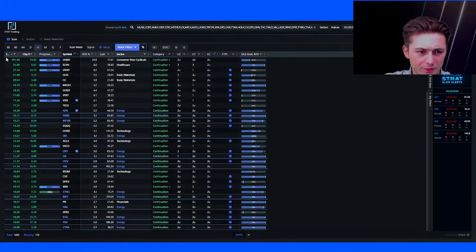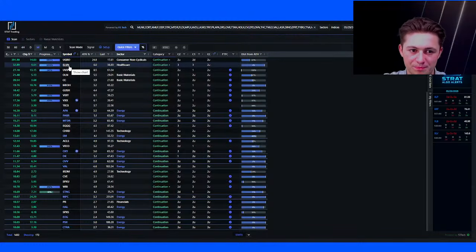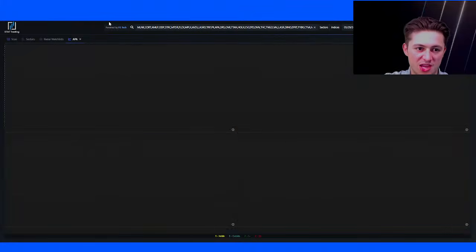Now, when we go into any of these names, that's where the strongest signals are. How do you think a stock goes from being up 10% to being up 40%? There's a signal, and then it goes up another 30%, and the signal causes it. So when we go into any of these big gainers, right? Let's go APA.